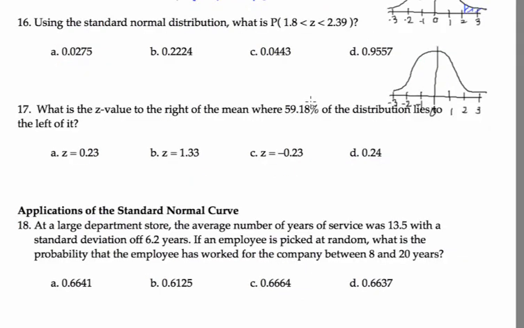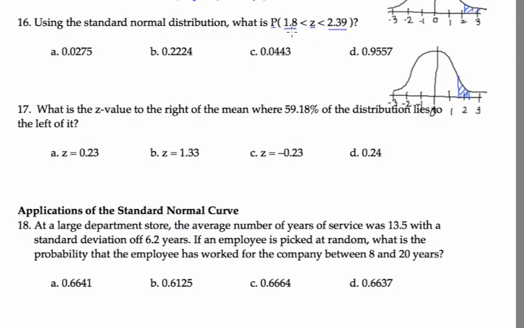Using the standard normal distribution, what is, okay, let's translate this first. The probability that the z-scores are between 1.8 and 2.39. So this area. So I'll look up the probability. These are the z-scores. Z-score of 1.8, z-score of 2.39.